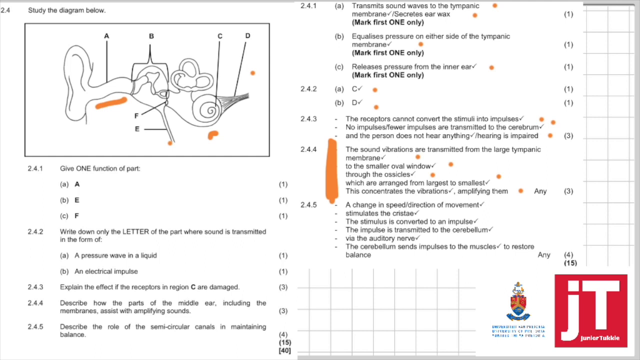So, a change in speed and direction of movement stimulates the cristae. The stimulus is converted into an impulse. The impulse is transmitted to the cerebellum via the auditory nerve. The cerebellum sends impulses to the muscles to restore balance.